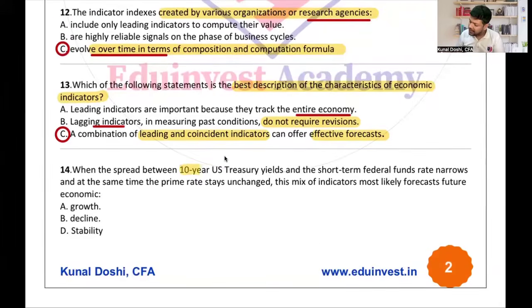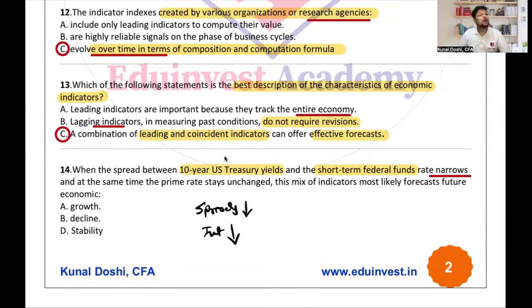When the spread between 10-year treasury yields and the short-term federal funds rate narrows. First of all, when the spreads narrow, what is that indicator? Spreads. Spreads narrowing means the interest rates are going to increase or decrease? Interest rates are going to decrease. Answer D. Yeah, decrease. Got it. So interest rates are going to decrease, right? Interest rates are decreasing.